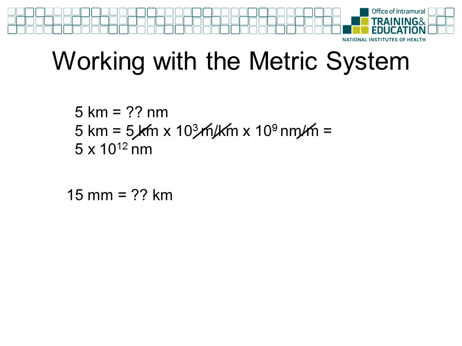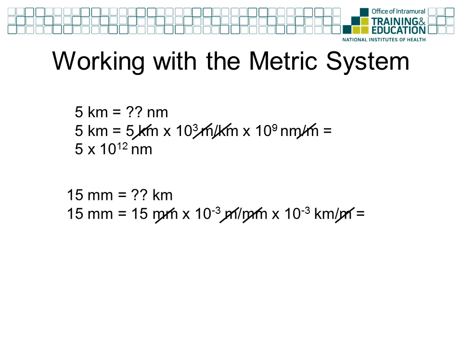Now, write out what you know about each in terms of meters. There are 10 to the negative 3rd meters per millimeter, and there are 10 to the negative 3rd kilometers per meter. Thus, we can multiply 15 millimeters by 10 to the negative 3rd meters per millimeter, and then multiply that by 10 to the negative 3rd kilometers per meter. The millimeters cancel out in the first step, and the meters cancel out in step 2, and we are left with 15 times 10 to the negative 6 kilometers.